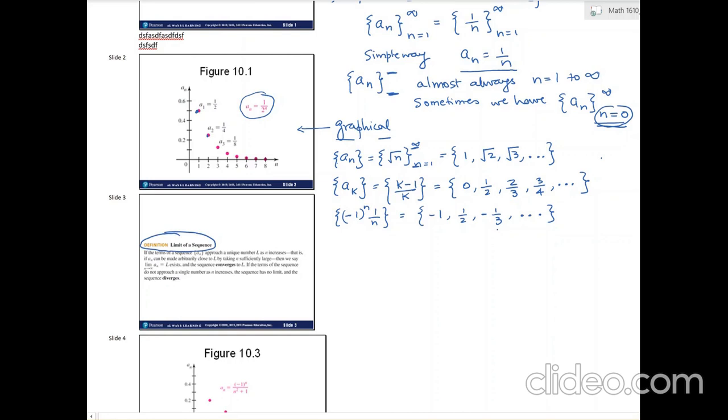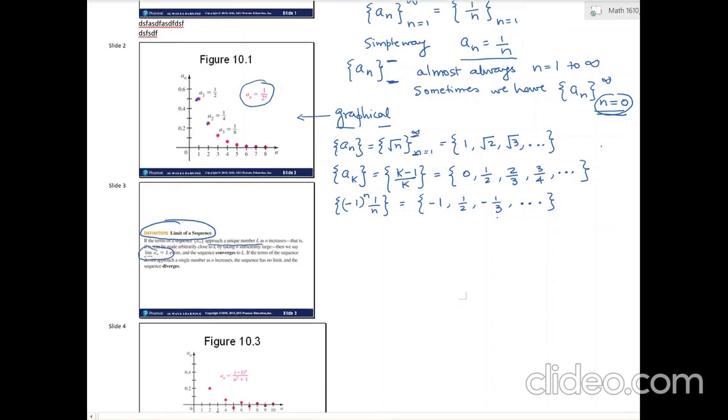So let me read this paragraph first. If the terms of the sequence approach a unique number L as n increases, that means that an can become arbitrarily close to L by making n sufficiently large. Then we say that the limit of an is equal to L exists and the sequence converges to L.